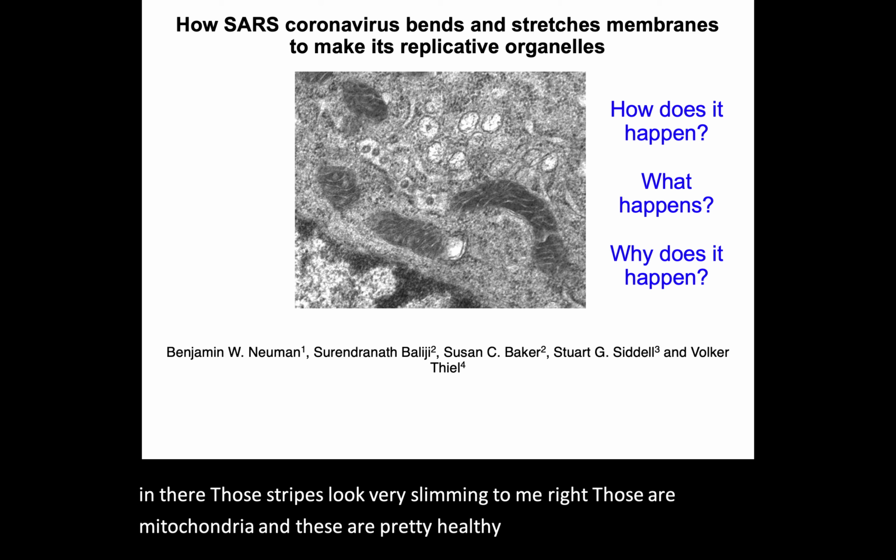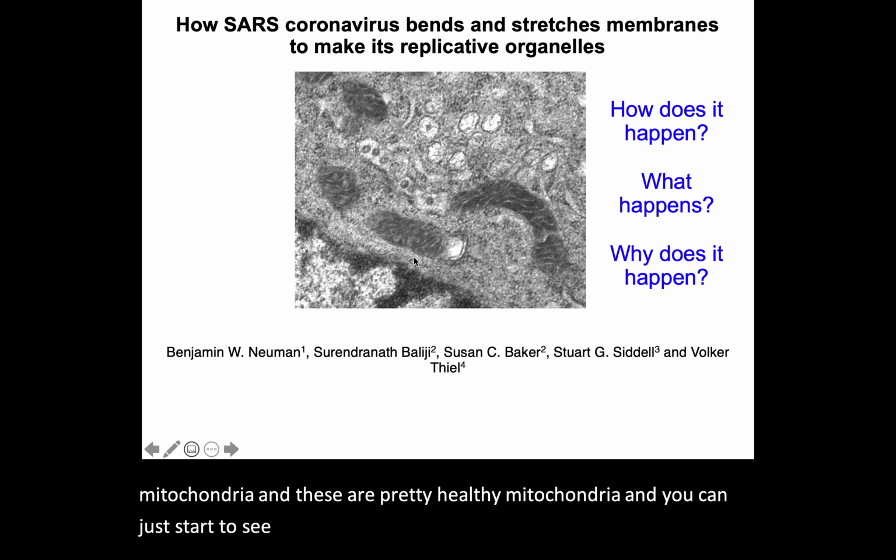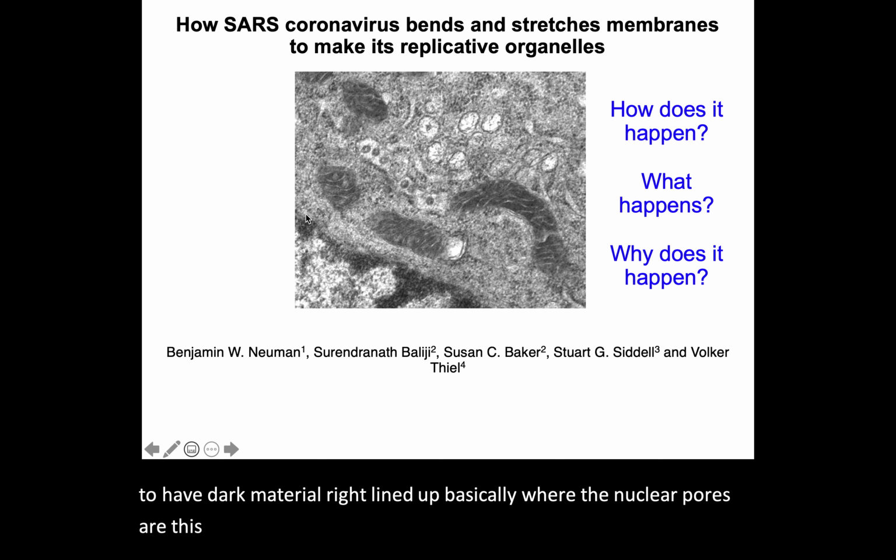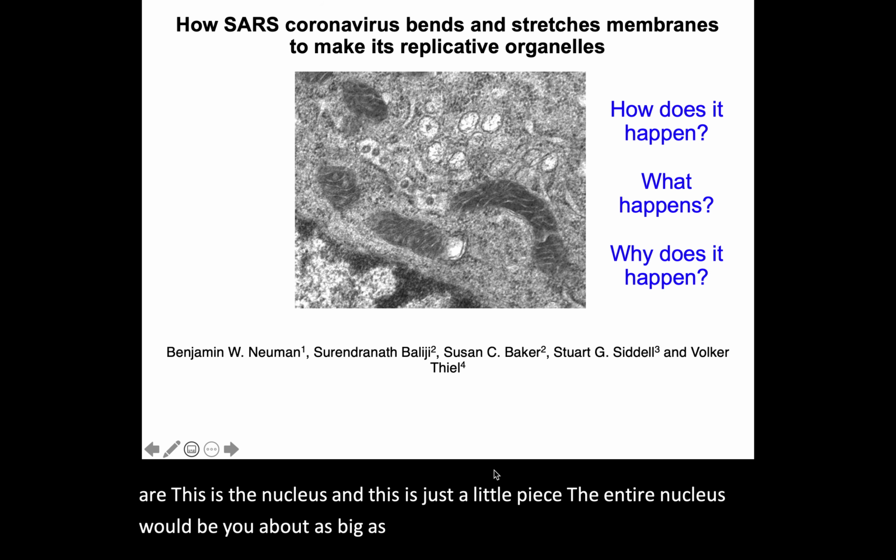And you can just start to see the edge of this giant thing down here. It's usually going to have dark material lined up, basically where the nuclear pores are. This is the nucleus, and this is just a little piece. The entire nucleus would be about as big as this entire image, probably.